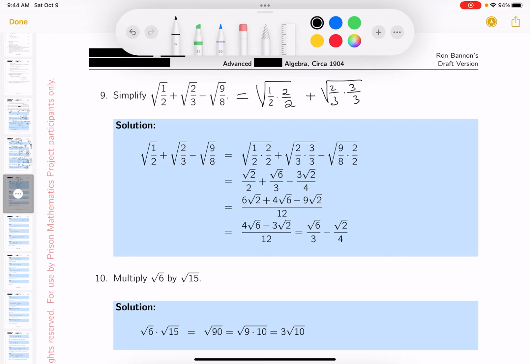3 over 3. And then you get this over here. Be very careful about this. This would be 9 over 8. And I'm going to say 2 over 2. All right? Let's do this. What do you get? Root 2. Well, 2 times 2 is 4, and the square root of 4 is 2. Plus, this would be root 6, because 2 times 3 is 6. And the 3 times 3 is 9, and the root of 9 is 3.